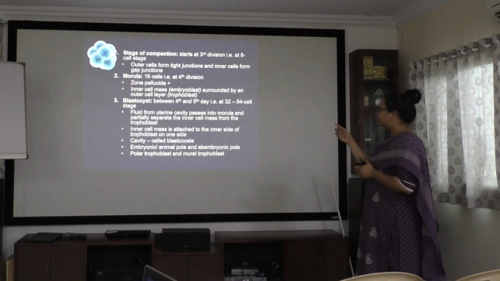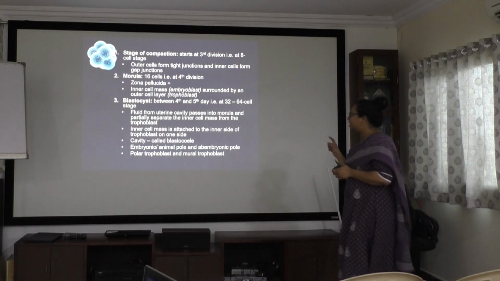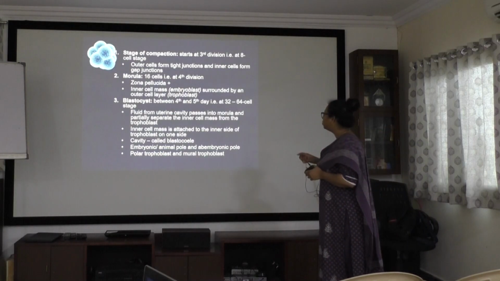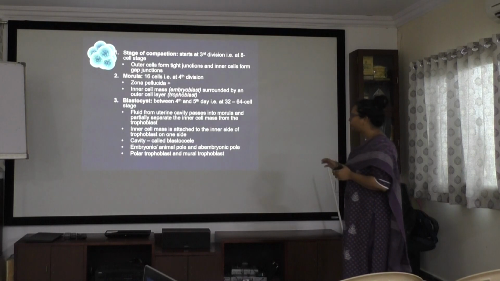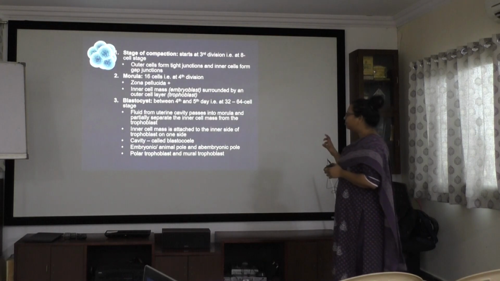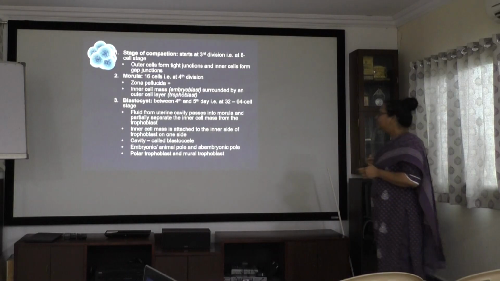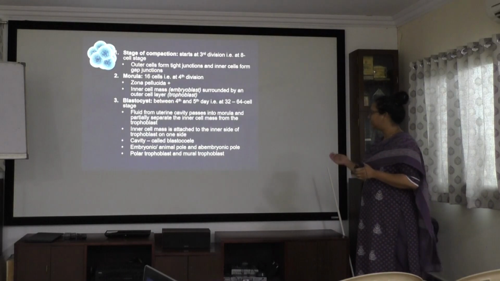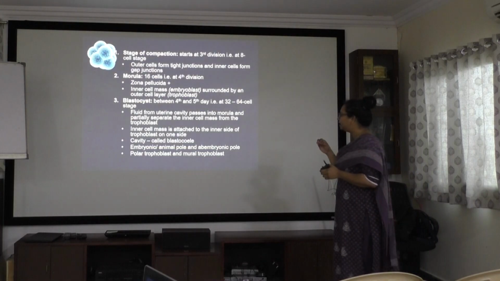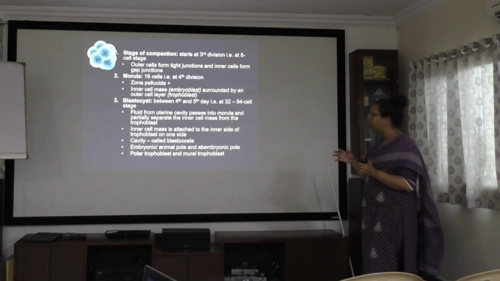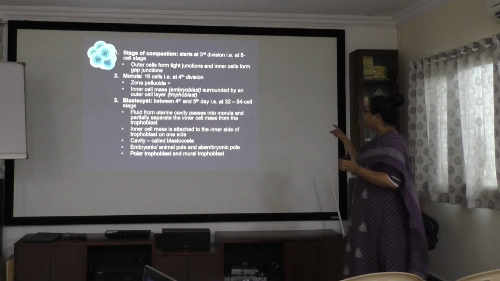Morula 16, the zona pellucida is still present. The inner cell mass, which is called the embryoblast, is surrounded by an outer cell layer which is called the trophoblast. The blastocyst forms between the 4th to 5th day, at the 32 to 64 cell stage. Fluid from the uterine cavity comes into the blastocyst, and a cavity is formed called the blastocyst cavity.